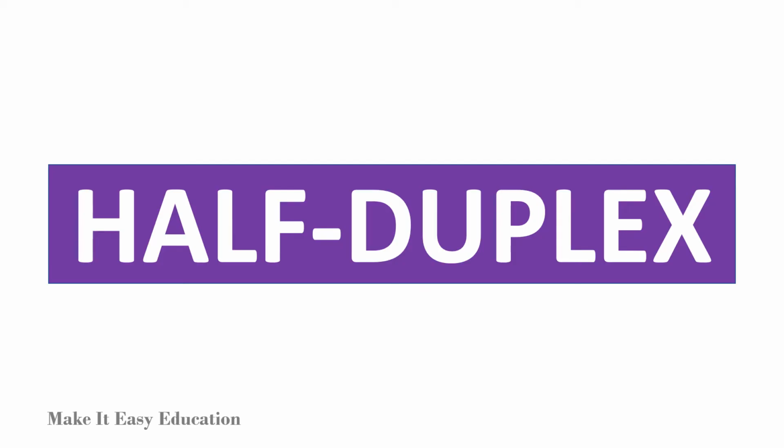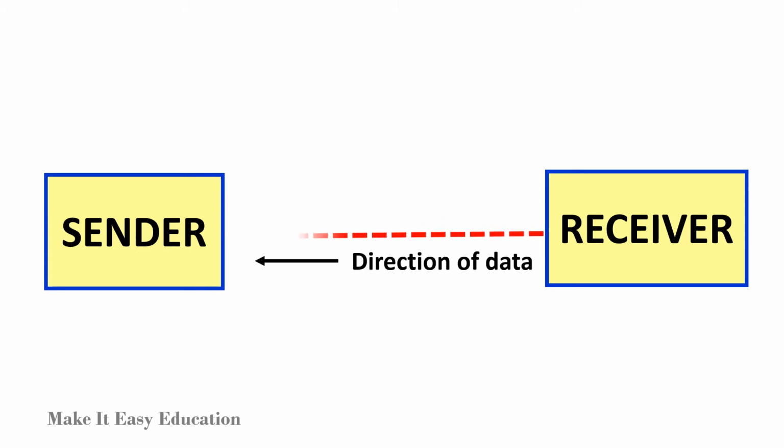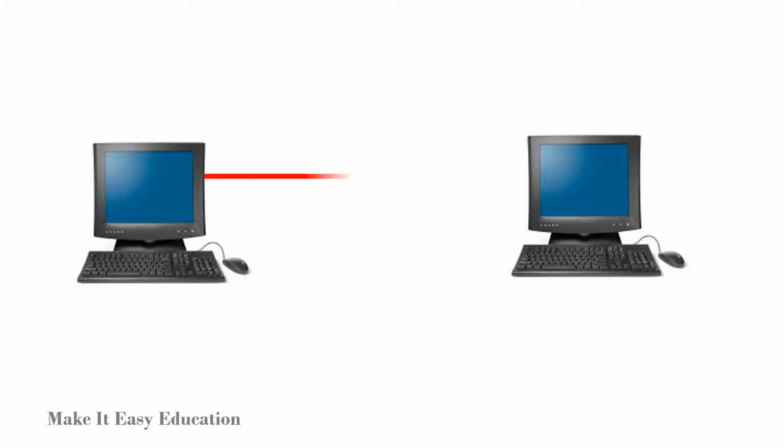Half-duplex. In half-duplex mode transmission, data can be transmitted in both directions, but not at the same time. If one device is sending data, then the other device cannot send data until it receives the data. Communication is not simultaneous.